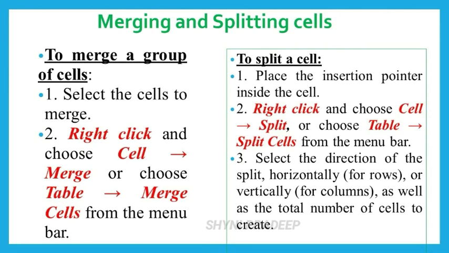To split cells, you have to place the insertion pointer inside the cell and right click using the mouse. Choose the cell split option. Otherwise, choose the table split cell option from the menu bar. And then select the direction of the split, horizontally for rows or vertically for columns, as well as the total number of cells to create.